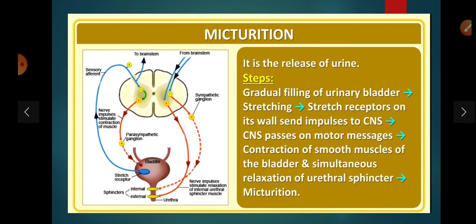Then micturition, that is the release of urine. How does it take place? The steps: gradual filling of the urinary bladder. After that, it gets stretched, meaning stretch receptors on its wall send impulses to the central nervous system, that is CNS, and the CNS passes on a motor message. This causes contraction of the smooth muscles of the bladder and simultaneous relaxation of the urethral sphincter, and finally micturition, that is urination. The sphincter's function is to control the exit of urine from the urinary bladder through the urethra.